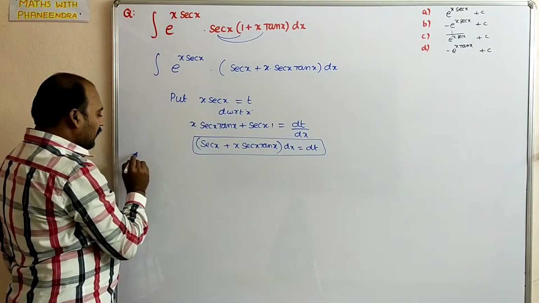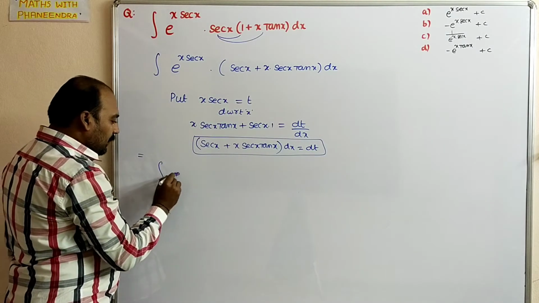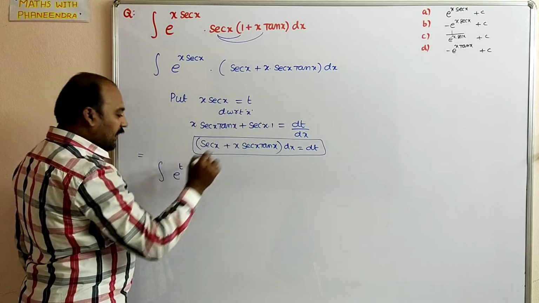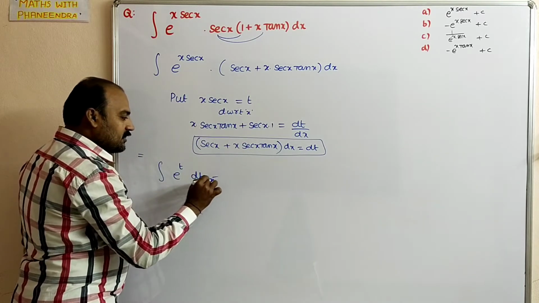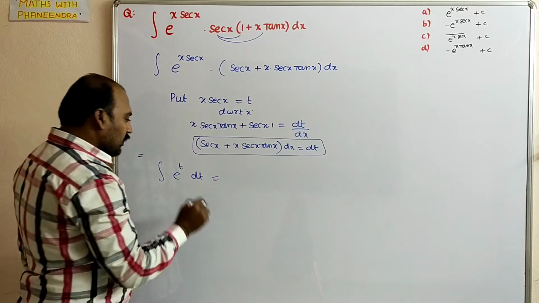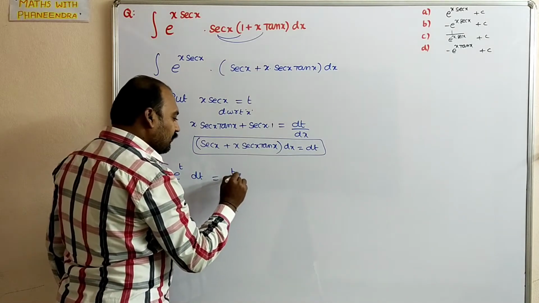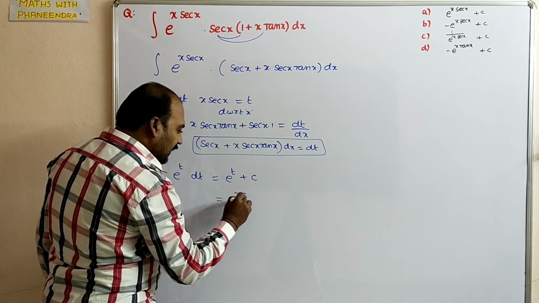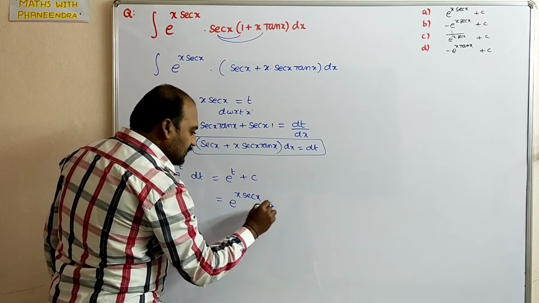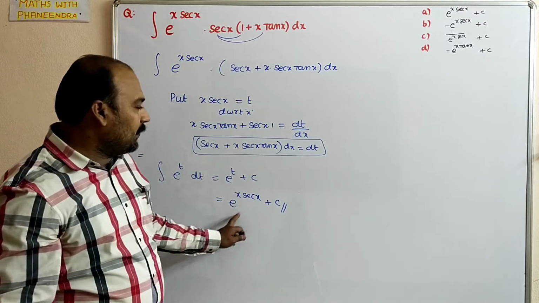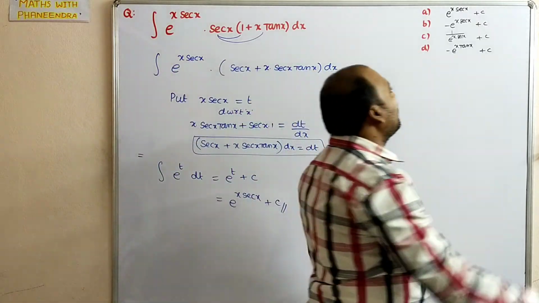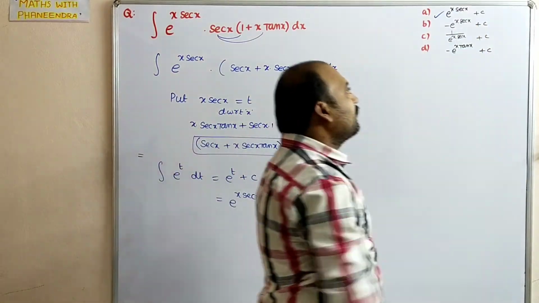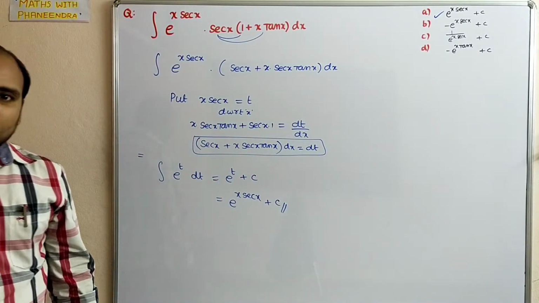Therefore the given integral becomes integral of e^t dt. What is integral of e^x? e^x. So integral of e^t is e^t plus c, which is equal to e^(x secant x) plus c. So e^x secant x plus c, which is there in the first option. We will move to the next question.